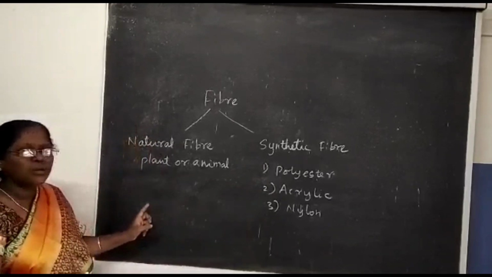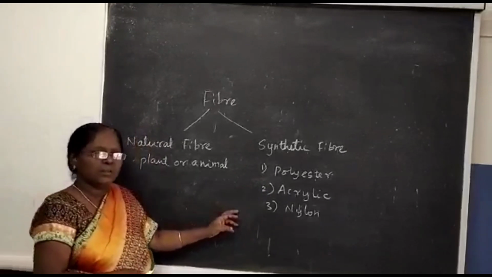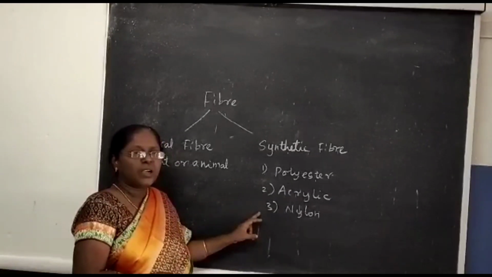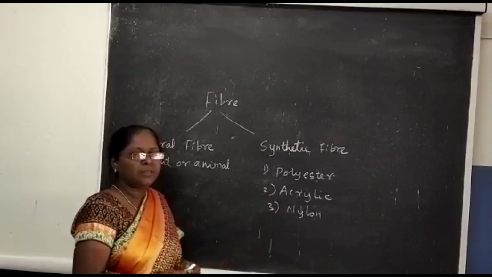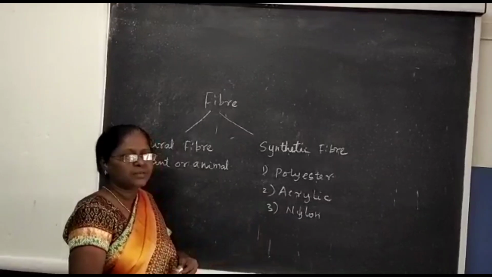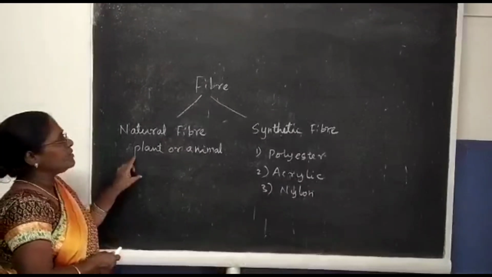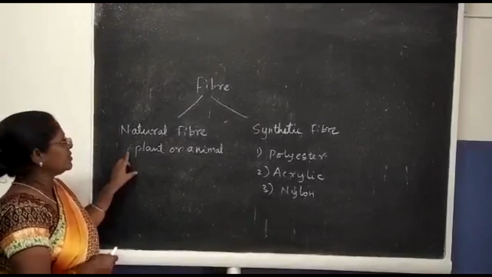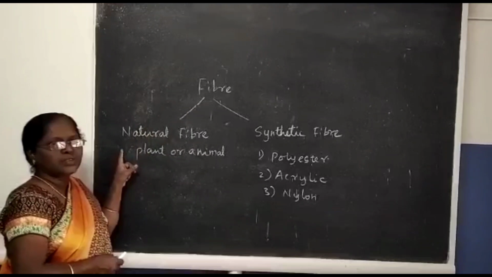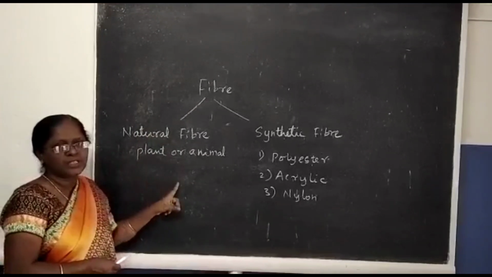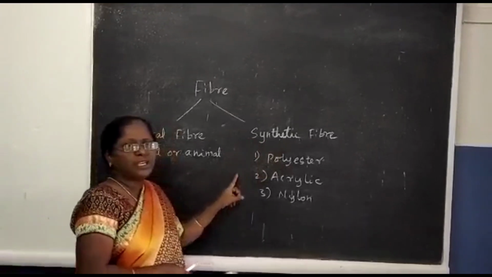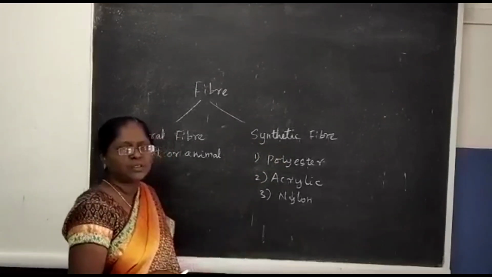Humans use natural fiber and animal fur for shelter, clothing and protection from the weather. Weather, in the sense of the winter season, you can take. From this you will get 2 mark questions. That is, first question, define fiber. Second question, define natural fiber and give some examples. And third question, define synthetic fiber and give some examples.